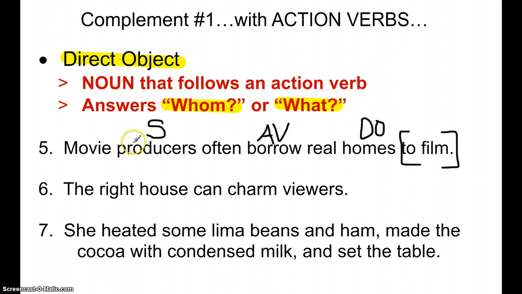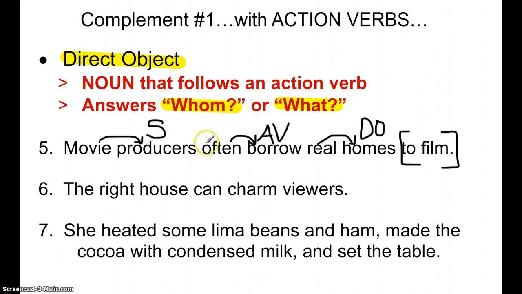And we talked about the purpose that these other words that aren't labeled have, and they are modifiers. Real describes homes. Movie describes what kind of producers. Often describes when they borrow. So every word in the sentence has a job. The ones we're going to really focus in on, though, are the subject, the verb, and then the complement.